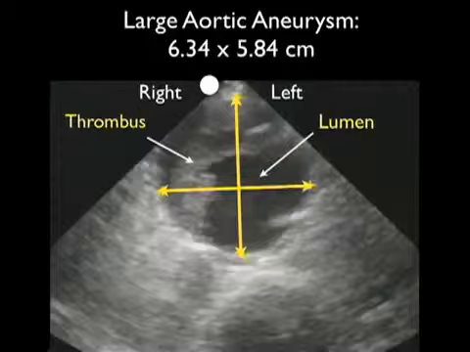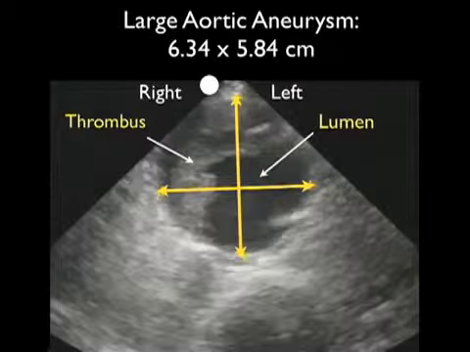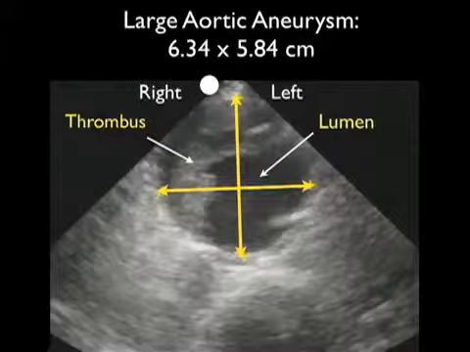Next, we'll measure this AAA, and here we've placed our calipers from outer wall to outer wall in a short-axis configuration, and we come up with an aneurysm of 6.3 by 5.8 centimeters, again meeting the criteria of a very large AAA greater than 3 centimeters.